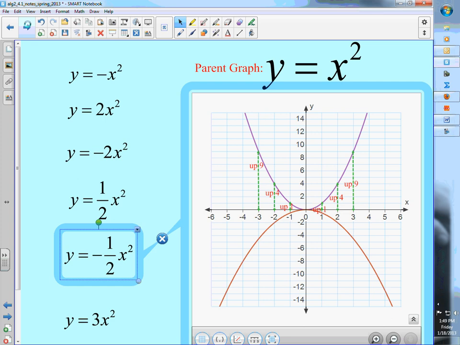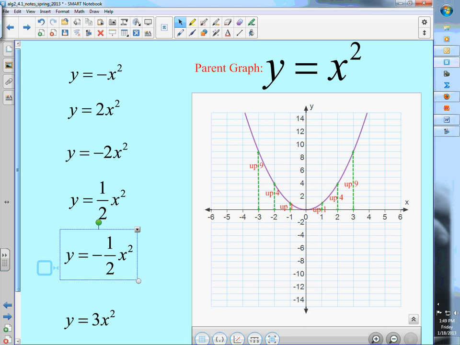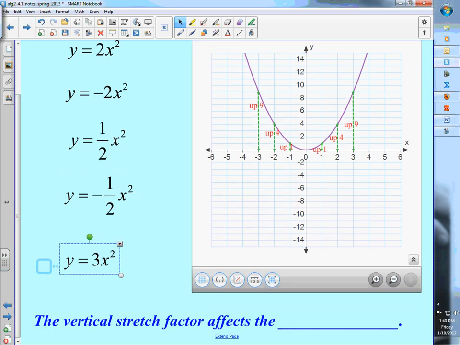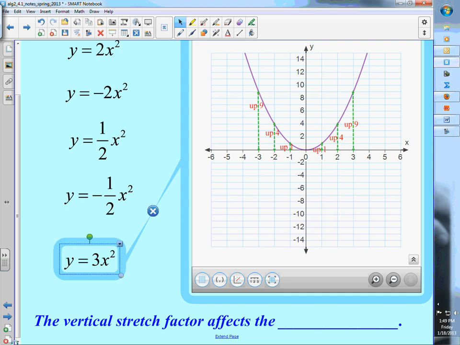What's the 3 going to do down here? 3 times as tall? Yeah, 3 times taller. So this one is going to be pretty skinny compared to the parent graph. So you're up 3, you're up 12, and you're already off the page. Oh, you're not off the page, but on the third you're off the page.